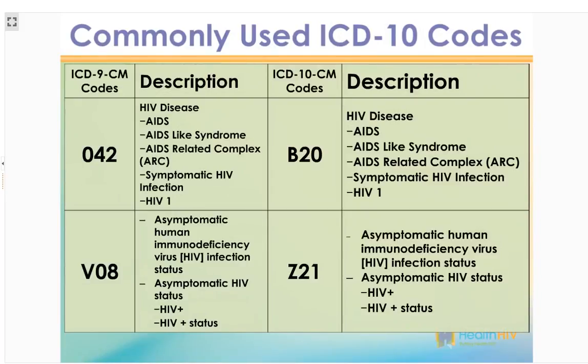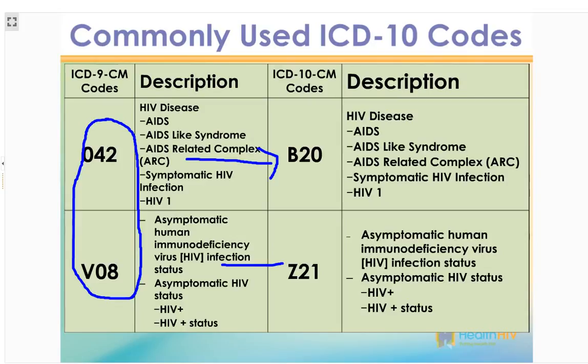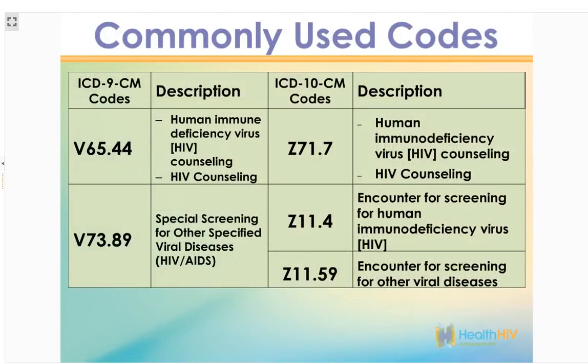So here are the codes that you are probably familiar with that were phased out on October the 1st. 042 for AIDS now became B20 for the ICD-10 reporting on or after October the 1st, and B08 became Z21. Some additional codes that you were probably using under the old coding system: counseling, Z6544, is now Z71.7.